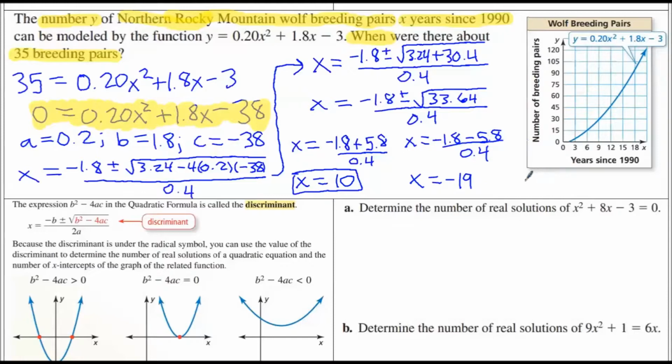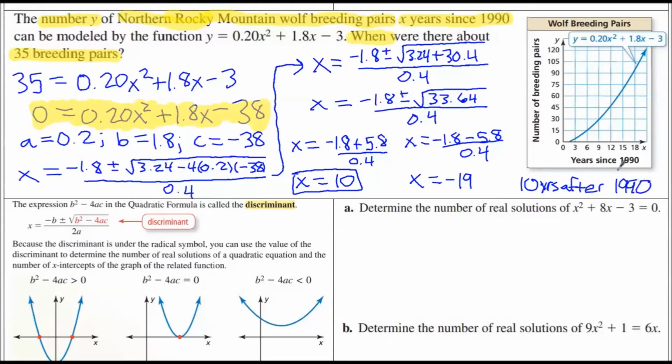So the real answer here, when were there about 35 breeding pairs? There were 35 breeding pairs. I can't write that in here. I'm not going to mess that up. 10 years after 1990, or year 2000. Jeez, doing a Y is one of the harder things in life. 10 years after 1990. Yes, that's just 2000.